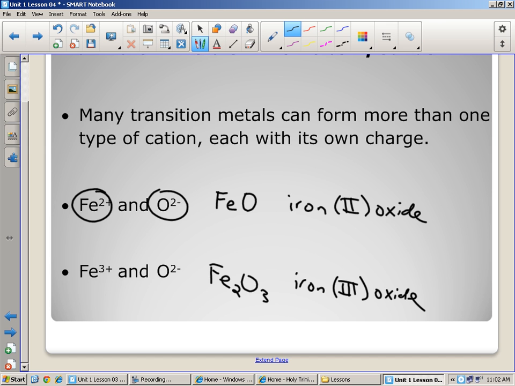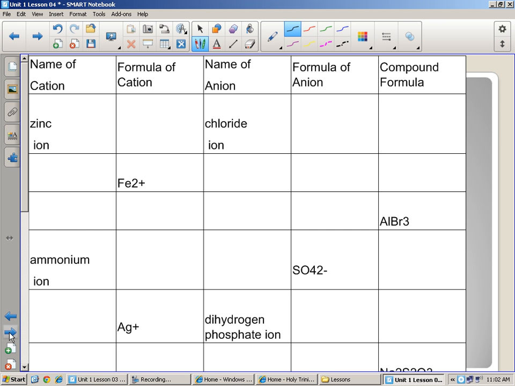All right. So there's that. You're going to get a worksheet that looks like this pretty soon. You don't have it yet, so just relax. It's pretty straightforward. You're going to fill it in. So here, for example, zinc ion, you're going to look up the zinc charge. Chloride, you'll look up the symbol and the charge for that. You'll write the formula, swap and drop.